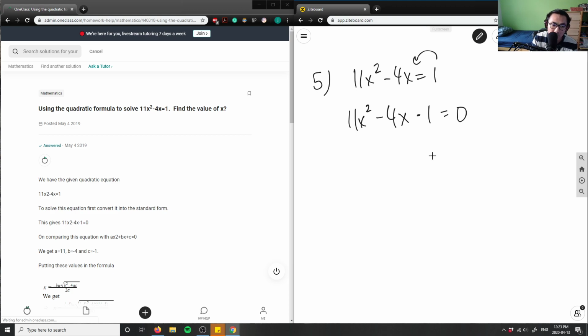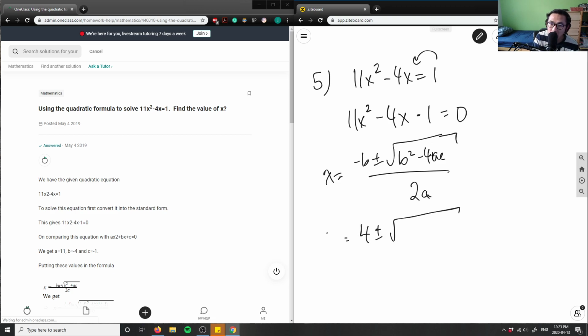We have here x equals negative b plus or minus the square root of b squared minus 4ac, all over 2a, right? We're really familiar with this already. And now we're simply plugging in. So x equals negative b. I have negative 4 here, and negative of negative 4 gives me positive 4. So 4 plus or minus the square root of b squared. So b squared is negative 4 squared, which is simply 16. Minus 4 times a, which is 11. C here is negative 1.